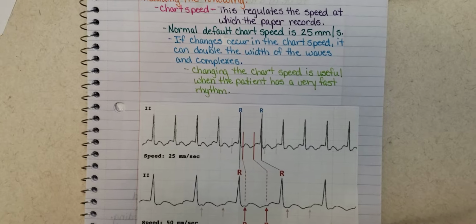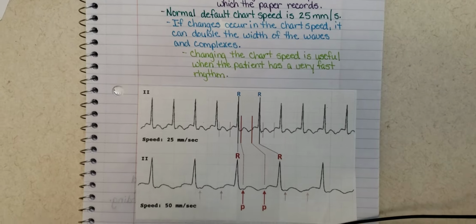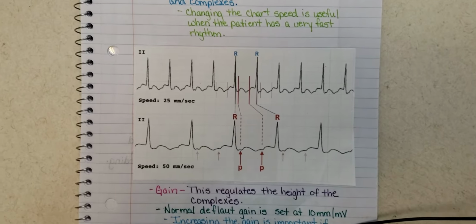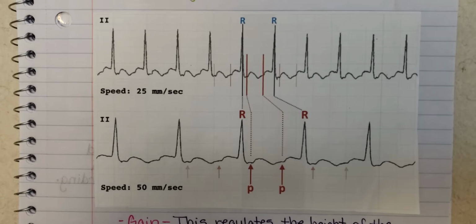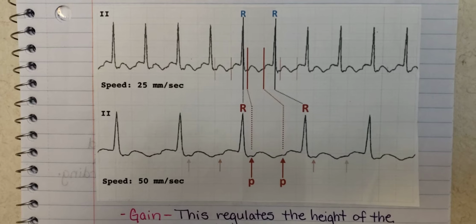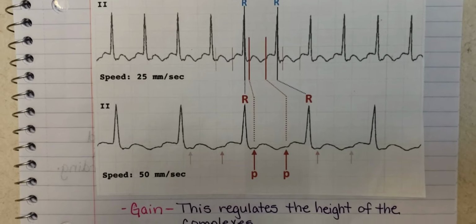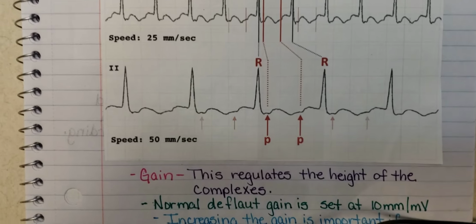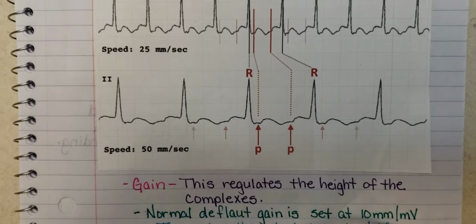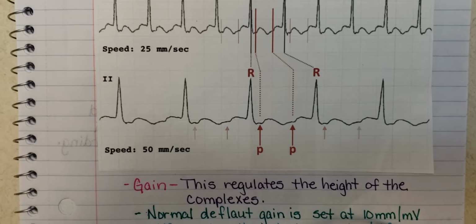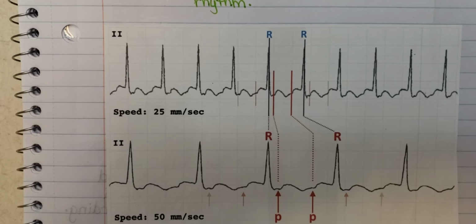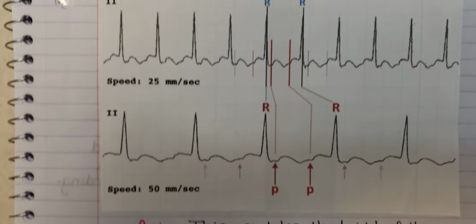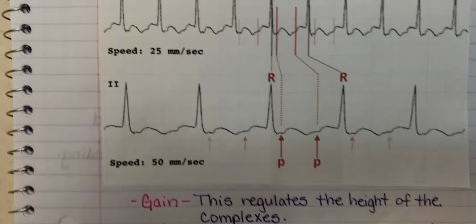Changing the chart speed is useful when patients have a very fast rhythm. As you can see from the example, at the regular 25 millimeters per second, the QRSs are real tiny. But if we expand it to 50 millimeters per second, it widens out and we'll be able to see that hidden P that we couldn't see before when it was together at a fast rate. And now we can see it.